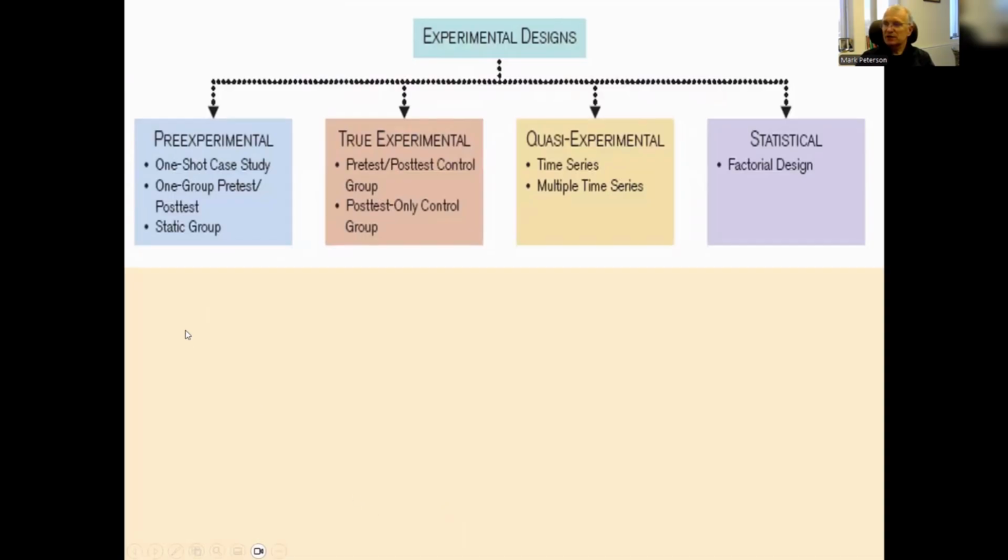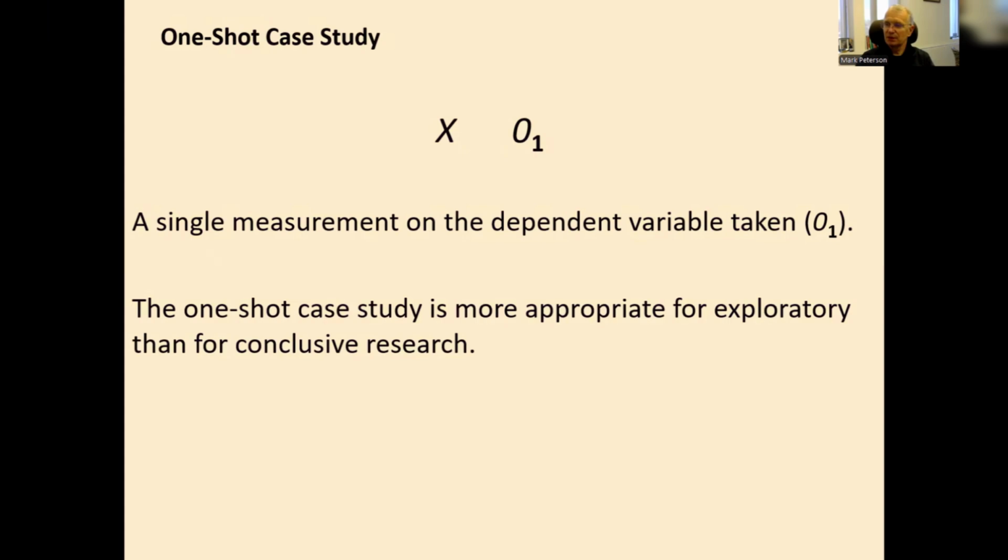Okay, experimental designs here. We have the pre-experimental, the true experimental, quasi-experimental, and then the statistical ones that are done through a mathematical assignment of people to groups. There's the one-shot case study. This is not an experimental design. This would be pre-experimental. You find some consumers, you have them try your product, and you observe whether they like it or not.